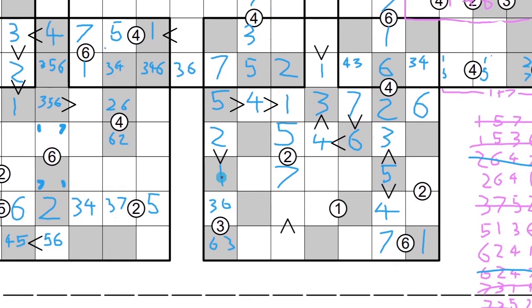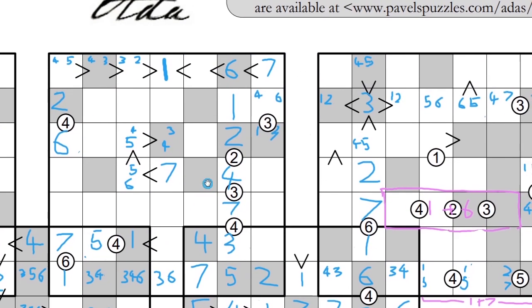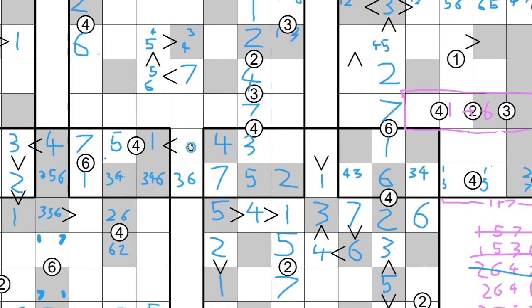Oh my gosh. Wait, so now I know what that is. 1, 2, 3, 4. It's a 4. Okay, we're going back into this grid. What was left from this one?